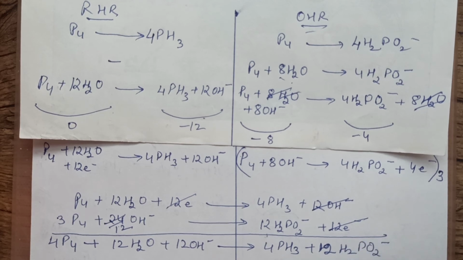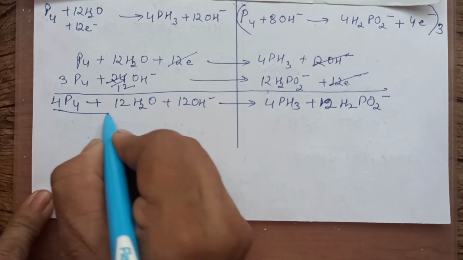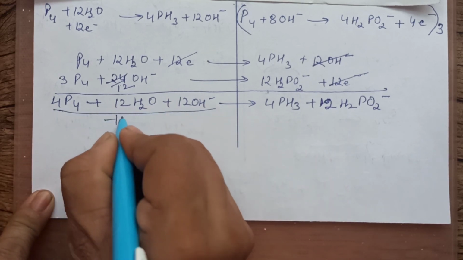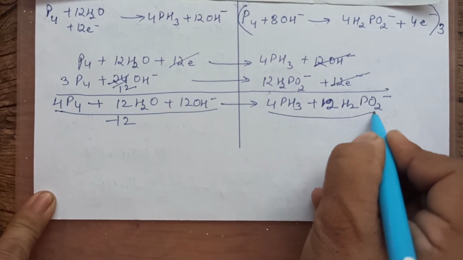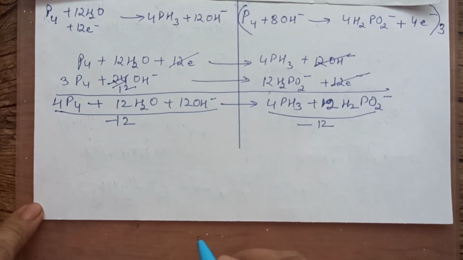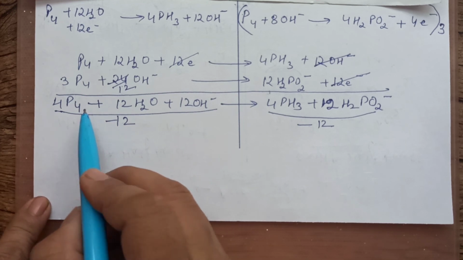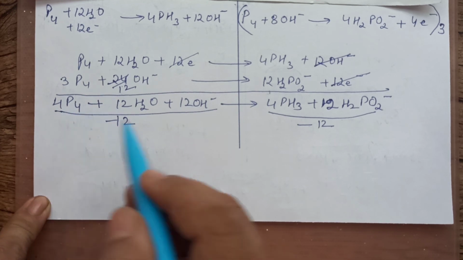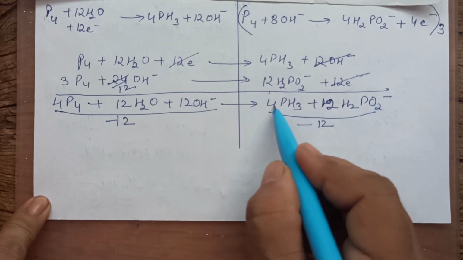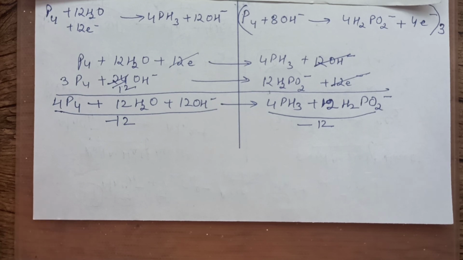That's it. Now you will check on the left and right. Left hand side you have the total charge minus 12. Right hand side also you have minus 12. That means our equation is correct. If charges are correct, most of the time it is correct. But you also check the other elements. Okay, you will check phosphorus is 16. This is 12 and 4, 16. Hydrogens you can check. All elements are correct. So our answer is right.